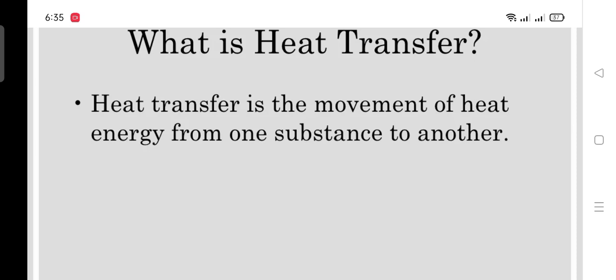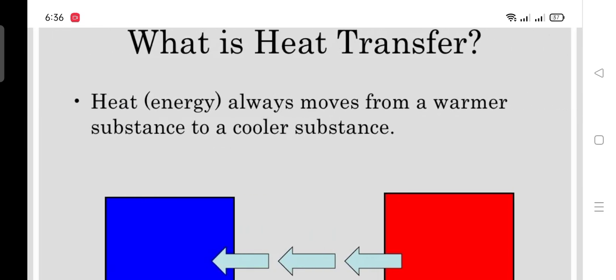It means heat is transferred from one substance to another substance. So we can say that heat cannot be created or destroyed. It always transfers from one substance to another. Heat energy always moves from the warmer substance to the cooler substance. It means the substance having higher heat transfers it to the one with lower heat. It is like diffusion, the movement of solvent or solute from higher to lower concentration. Like diffusion, heat always travels from the high concentration of heat to the cooler substance.